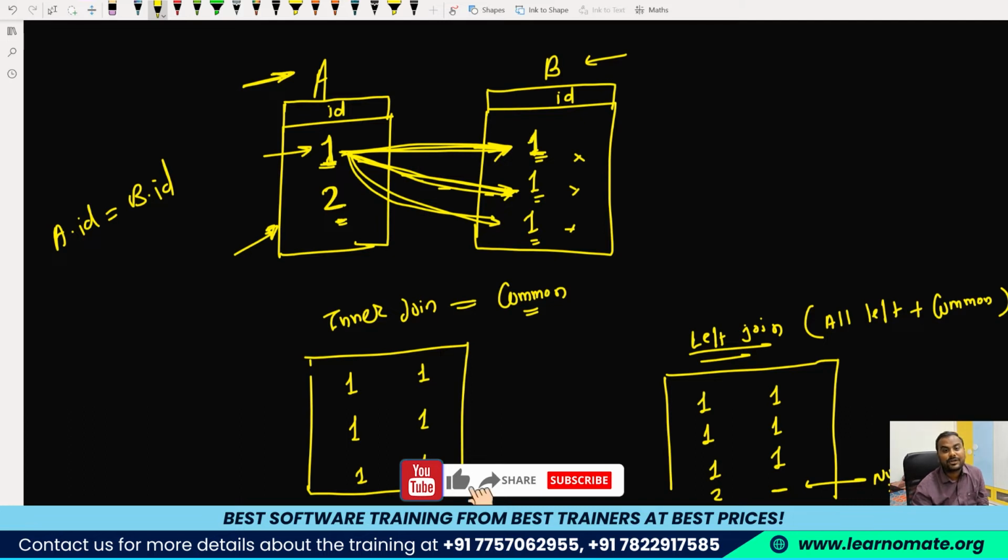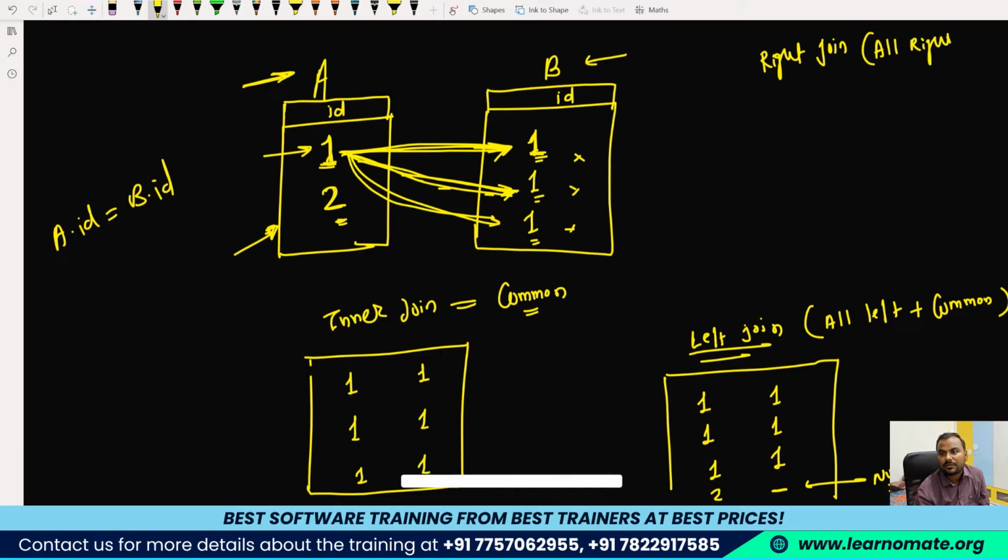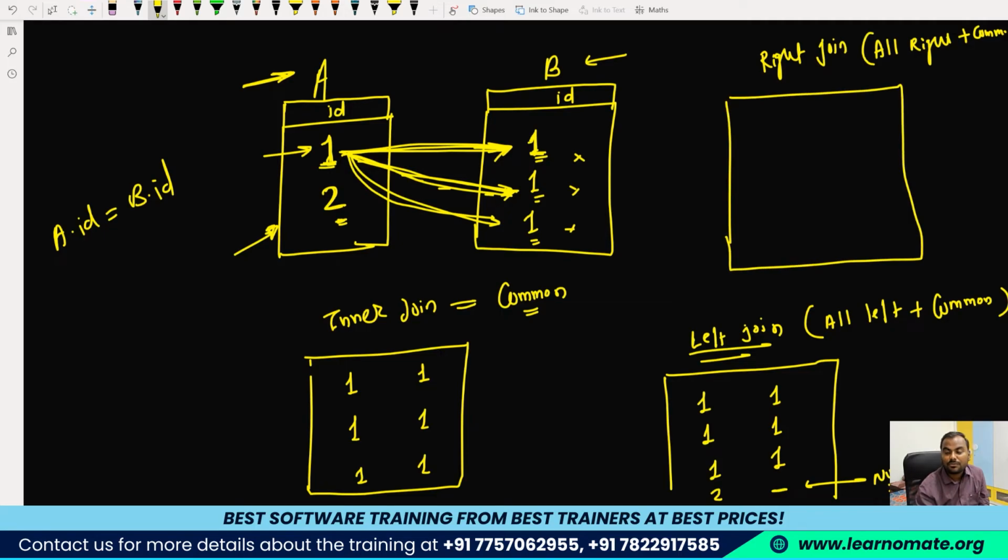If you understand the left join, it is completely similar to the right join also. In the right join, what will happen? All the right side records will come plus the common records will come. Just take an example. First of all, we will take the common records. In the right join, this one will compare with this one. So you will have 1 with 1. But for this 1, we don't have another 1 here, only one 1 is there, because the comparison will start from right to left. So you will have 1 here, 1 here.